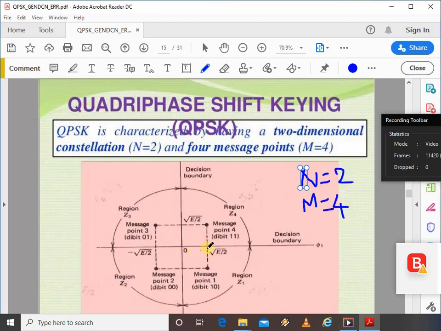Distance from this point to this point will be plus square root of E by 2. Distance from the origin to this side is plus square root of E by 2. This side it is minus square root of E by 2. There it is minus square root of E by 2. So it is forming a square, a perfect square.